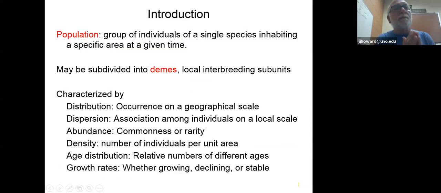And instead of talking about individuals and their characteristics and how they live in particular areas, we're now going to focus our attention on groups of individuals and the characteristics of groups of individuals. Remember, there will be emergent properties. Some of them are listed on this slide. So a population is a group of individuals of a single species inhabiting a specific area at a given time.